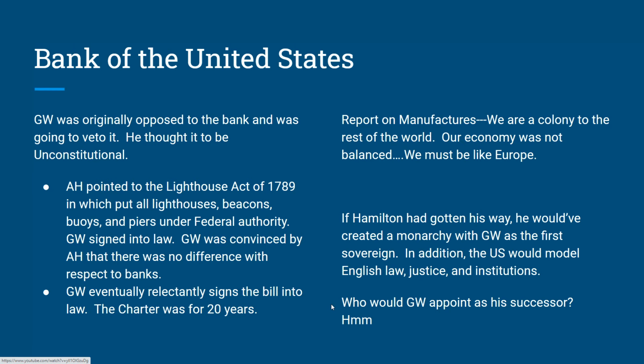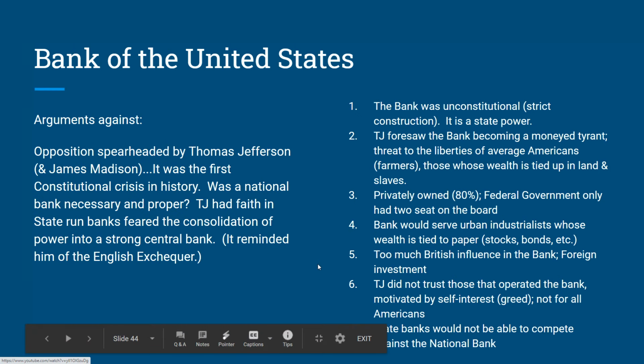So let's see. Arguments against the bank. Opposition against the bank was spearheaded by both Jefferson and Madison. The bank actually was technically the first constitutional crisis in history. The big question is: is the national bank necessary and proper? Jefferson had faith in state-run banks, and he feared the consolidation of power into a strong central bank.